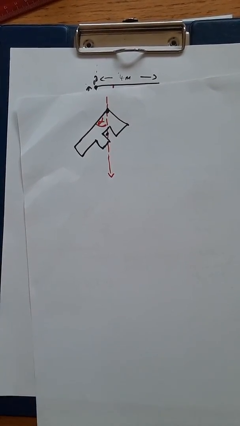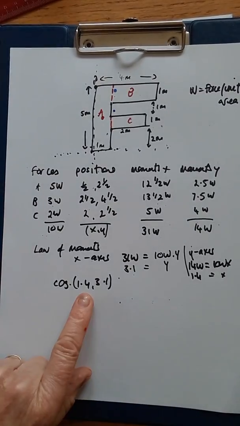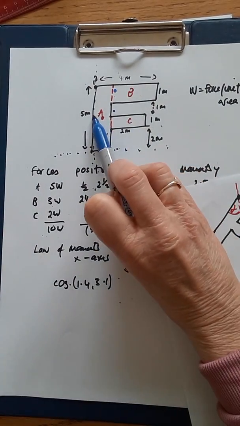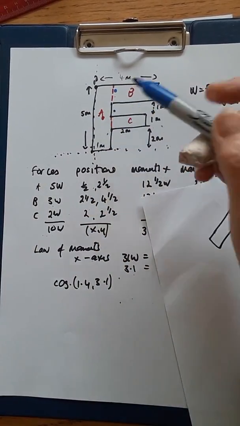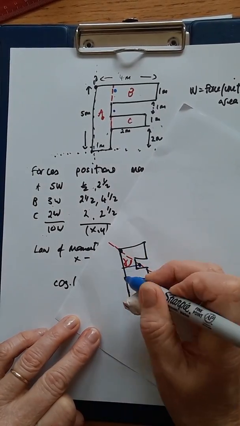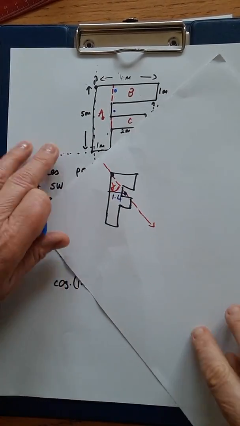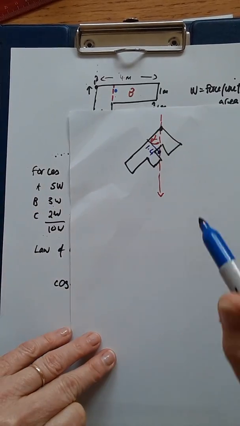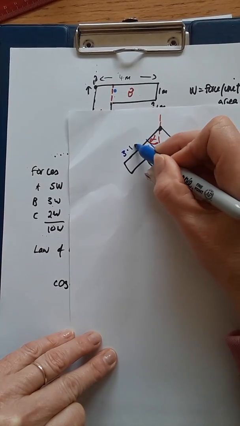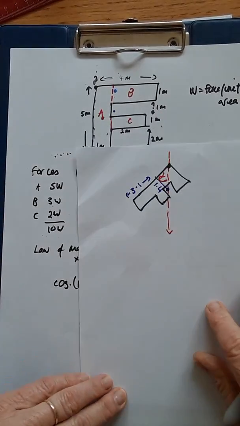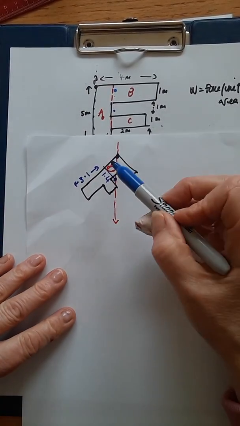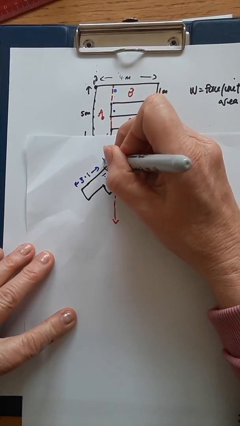Now, I know where the centre of gravity is. It's at 1.4, 3.1. So 1.4 out, 3.1 up. So this is 1.4 out, from there to there, it's 1.4, and 3.1 up. Now 3.1 is from there to there. And I know that the whole distance is 5, which means that this little part here has to be 1.9.